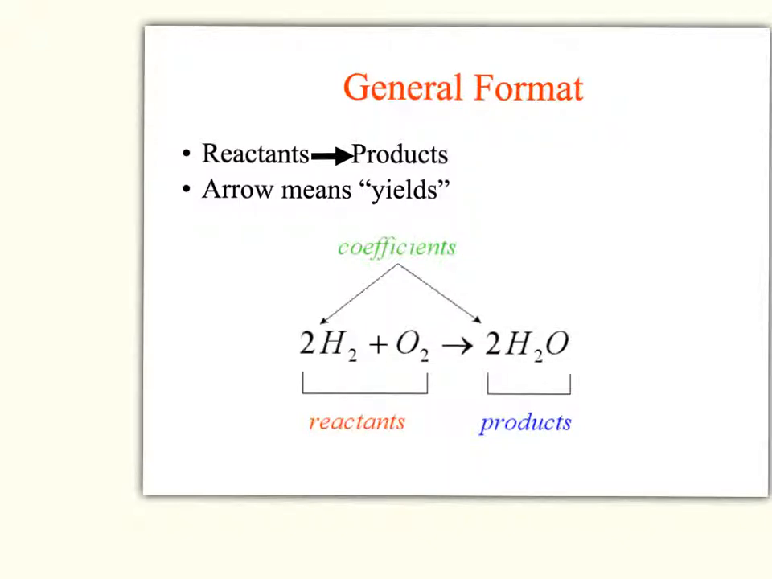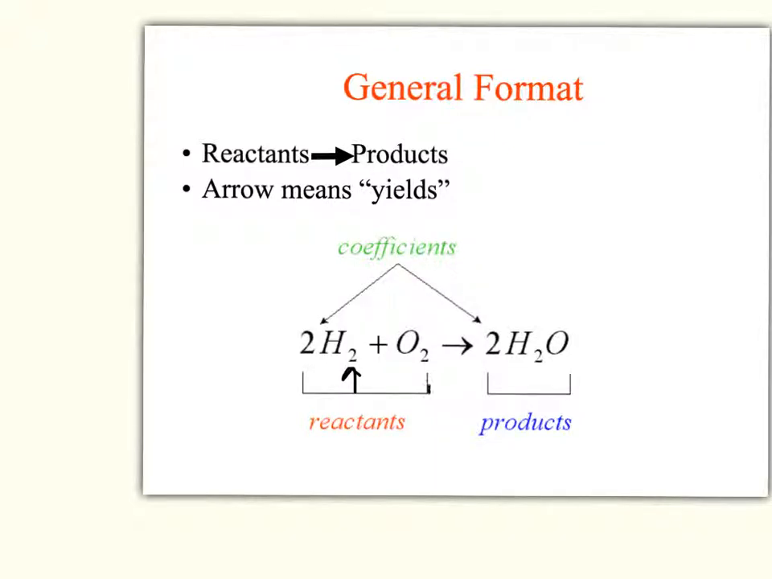Everything on the left is called a reactant, everything on the right is a product, and the arrow means yields. So basically the molecules or atoms are getting rearranged and the products then come out on the other side. The numbers in the front are called coefficients, whereas the numbers below are called subscripts.